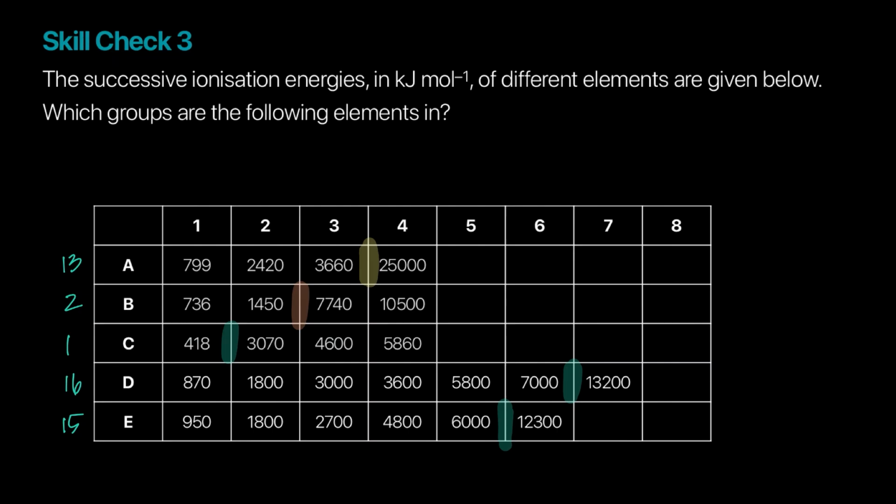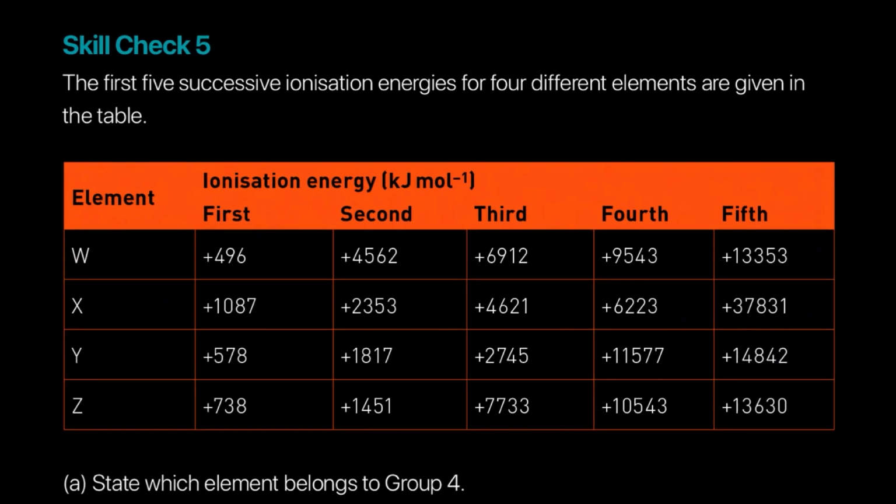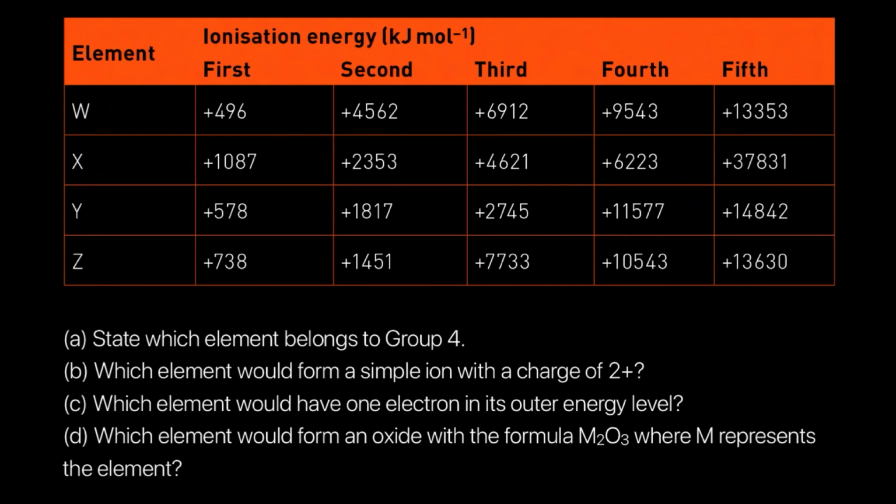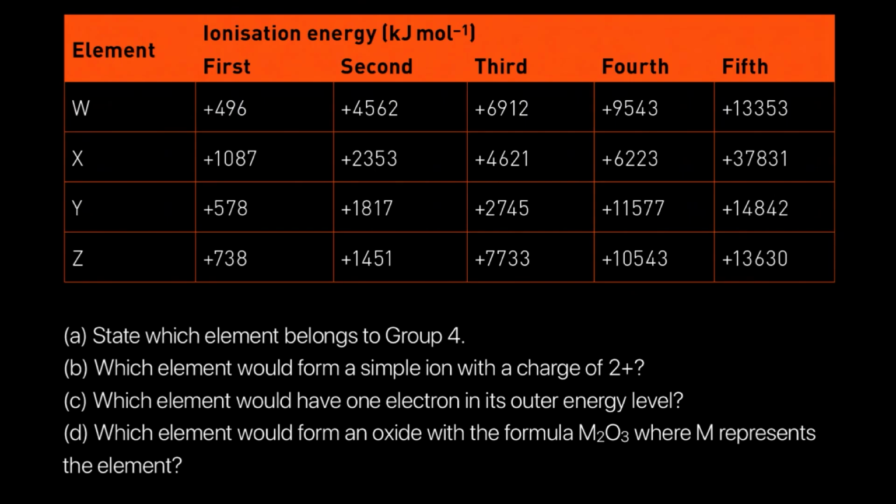Alright, let's take a look at one more question. This one is skill check number 5. This is a table with the first 5 successive ionization energies of 4 different elements given: W, X, Y, and Z. And we have to answer the questions A, B, C, and D. But let's dissect the table first. Let's figure out where the largest jumps are, and then we can answer these parts.